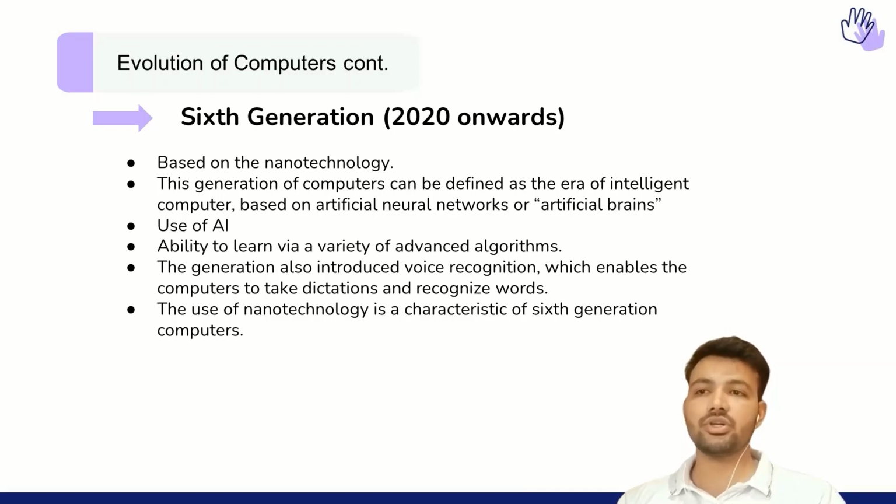So this generation of computers can be defined as the era of intelligent computers based on artificial neural networks or artificial brains. ANN, or artificial neural network, is the concept where we try to copy the human neural networks and make artificially made neural networks so that we can work at the efficiency of the human brain. It involves the use of AI and the ability to learn via a variety of advanced algorithms.